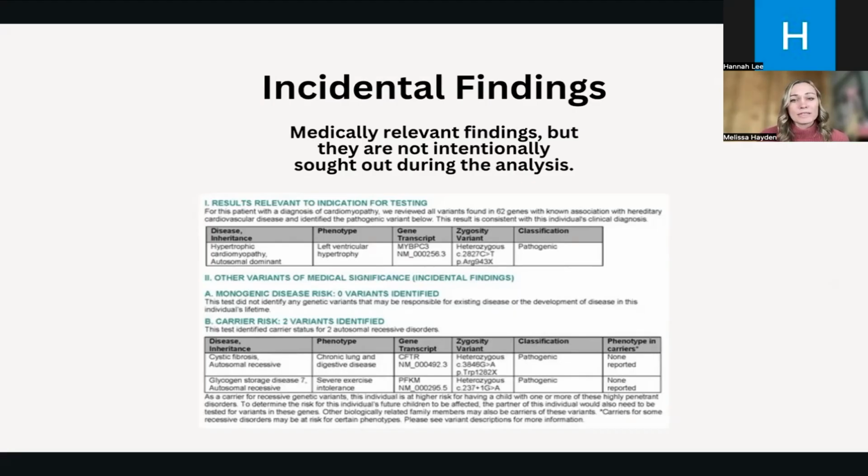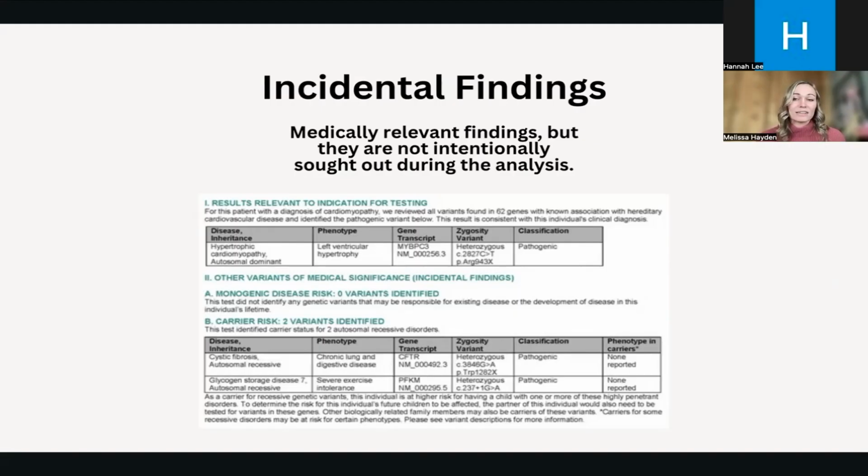At the top of the report, you can see the section titled Results Relevant to Indication for Testing. These are the primary findings. Under that section, you can see this section titled Other Variants of Medical Significance, and in parentheses, incidental findings. Here, 2 pathogenic variants were found. However, they were associated with conditions that required 2 genetic changes within that variant, and the patient was only found to have 1. This means that the patient was not affected by the condition, but rather carried an affected gene for the condition, otherwise known as being a carrier.